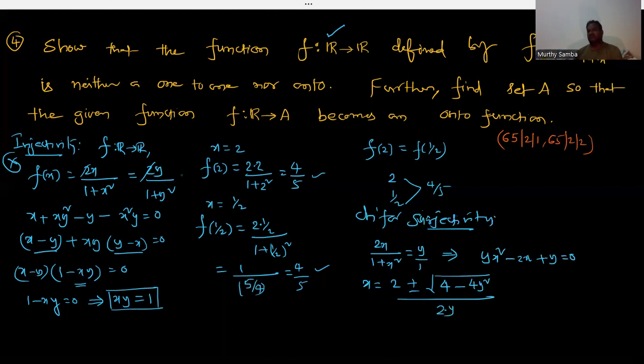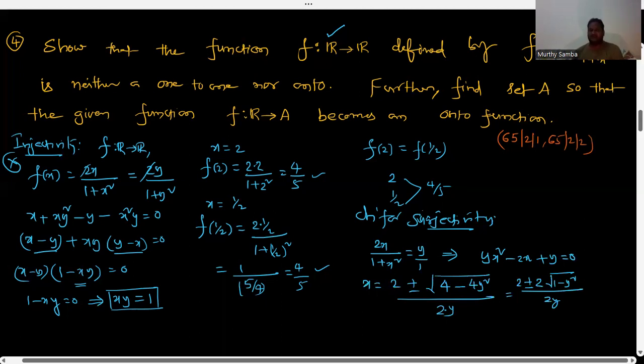So 2 into y. See, this is 4 minus 4y square, right? So 2 plus or minus, you can take 4 common out and then take 2 outside, 2 into root over 1 minus y square, whole divided by 2y. Of course, 2 and 2 get cancelled. But here I would like to tell you one thing. You know what it is? 2 into 1 plus root over 1 minus y square by y it is.